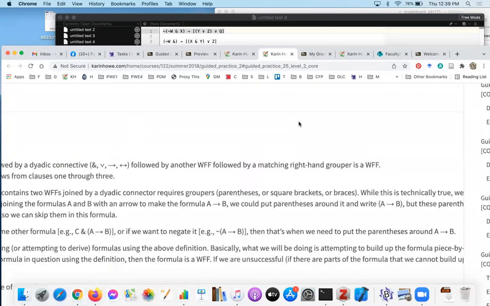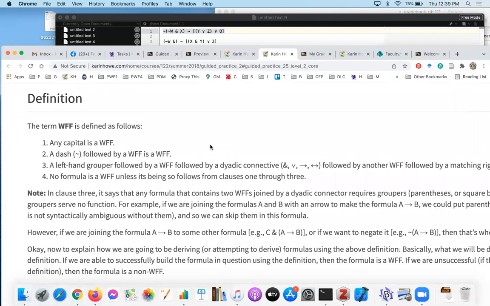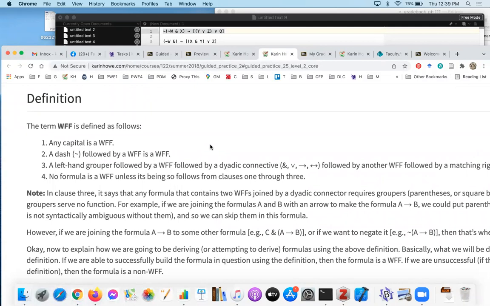So the definition of a well-formed formula, as I explained in the previous video, goes as follows. Any capital letter is a well-formed formula. So this is clause 1. Any capital letter, A through Z, is a well-formed formula, and clause 1 says so.